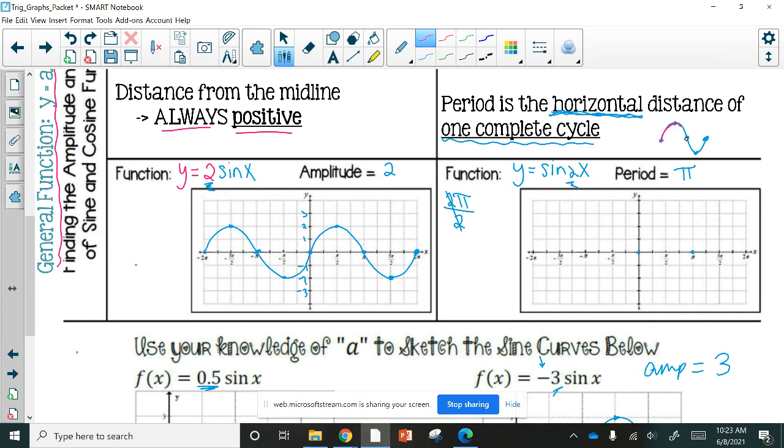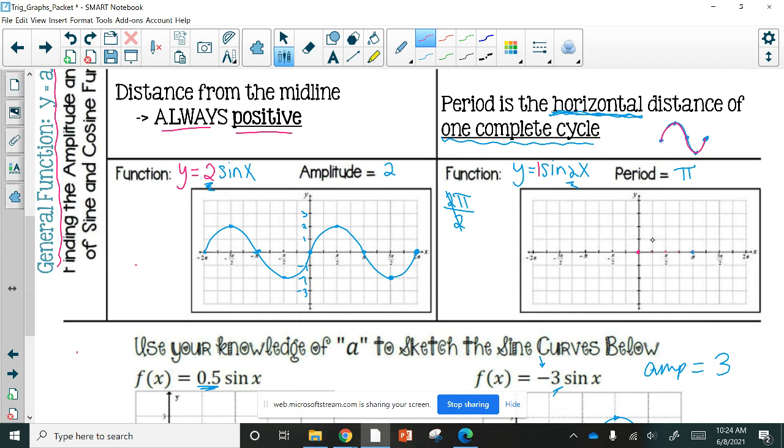1, 2, 3, 4. You have to fit that one cycle from 0 to pi, so divide pi by 4, and those are your 4 intervals. You start at the midline. The amplitude here would be 1 because there's nothing in front of sine, so A is just 1.